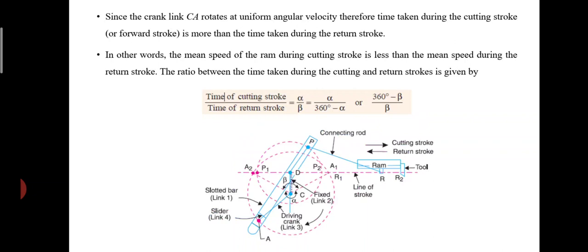Since the crank CA rotates at uniform angular velocity, the time taken during the cutting stroke is more than the time taken during the return stroke. Again, as in the crank and slotted lever mechanism, the cutting stroke time is more than the time taken during the return stroke. In other words, the mean speed of the ram during cutting stroke is less than the mean speed during the return stroke. The ratio between the time taken during cutting and return stroke is given by alpha upon beta, which is alpha upon 360 minus alpha, or 360 minus beta upon beta.